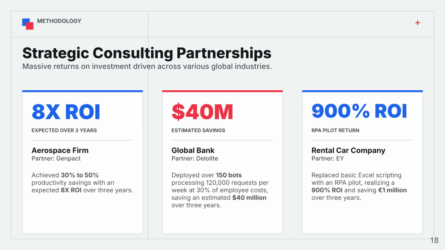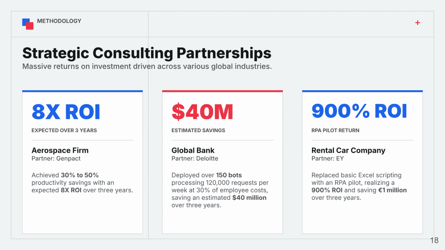The organization deployed more than 150 software robots capable of processing approximately 120,000 requests every week. The automated solution operated at nearly 1/3 of the cost of manual processing, leading to estimated savings of around $40 million over 3 years. This highlights how RPA can significantly reduce operational costs while increasing processing capacity.